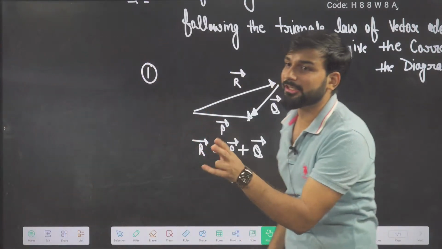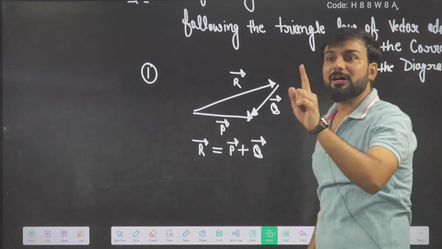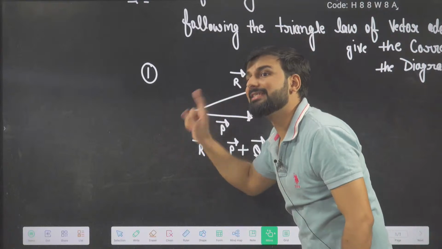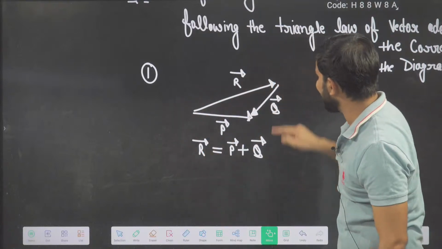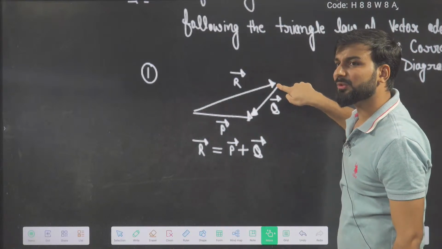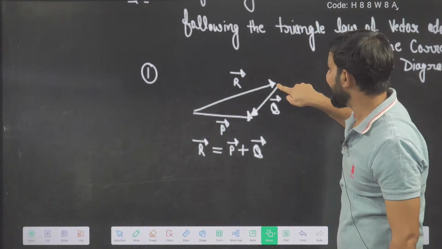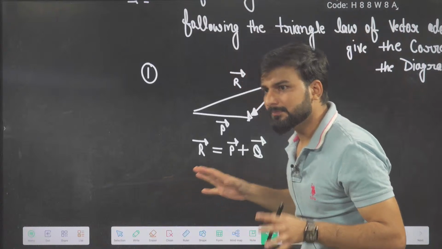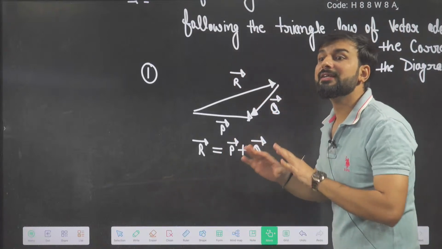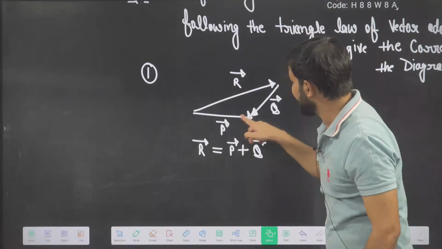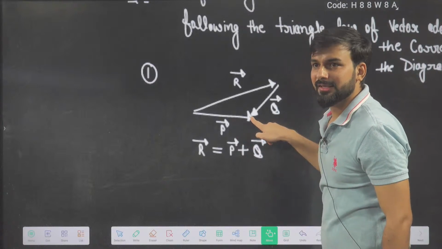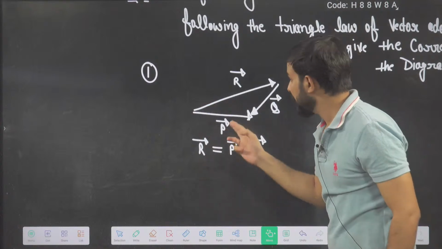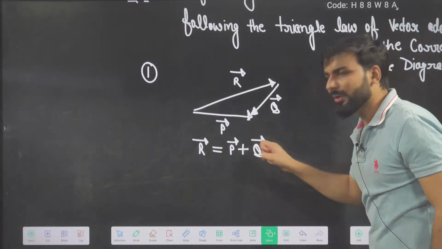And the second trick: only one vector out of these three has its tail and head matching with other vectors. Which vector is that? Here, check. What is the thing which is matching? Head and tail. This head and tail are of which vectors? R and Q. Can R and Q be the resultant? Never. Ye dekh. Here heads are matching, here tails are matching. So which is the perfect vector here? P vector.